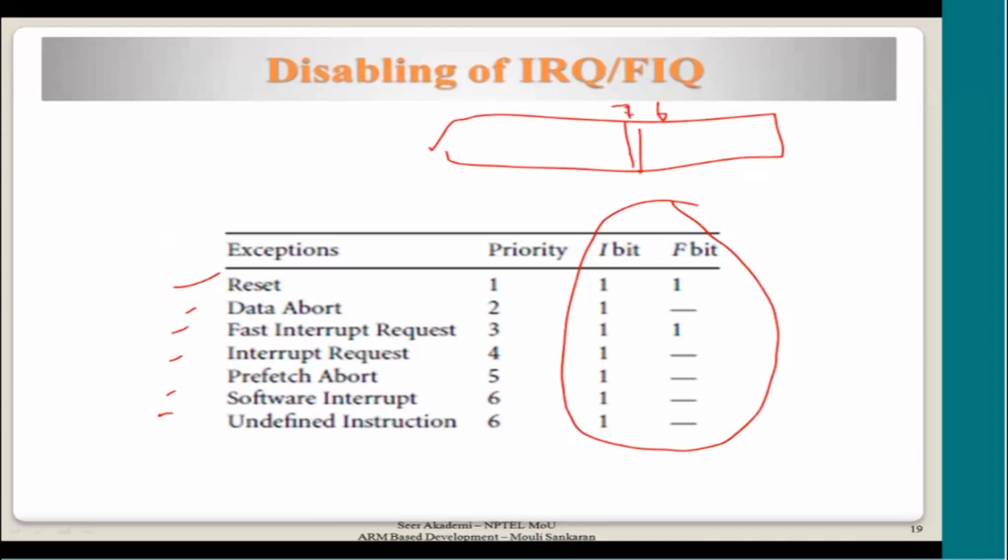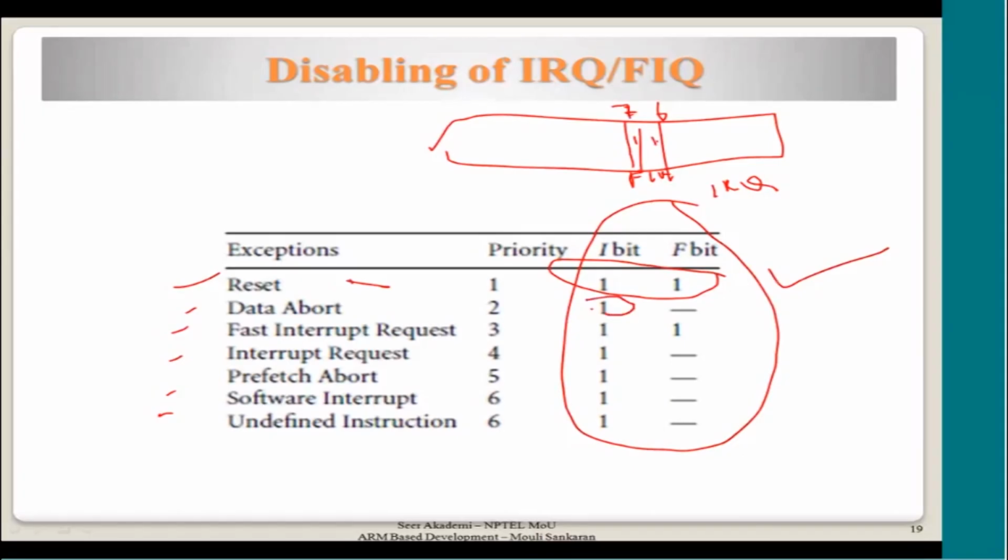Okay, now I remember it. So this is the FIQ bit and this is the IRQ bit. These bits are set, that means that particular interrupt is disabled. So when reset happens, both interrupts are disabled. Reset is the highest priority and then you have to do a recovery. So all the aborts, all the interrupts are disabled. So IRQ and FIQ are disabled.